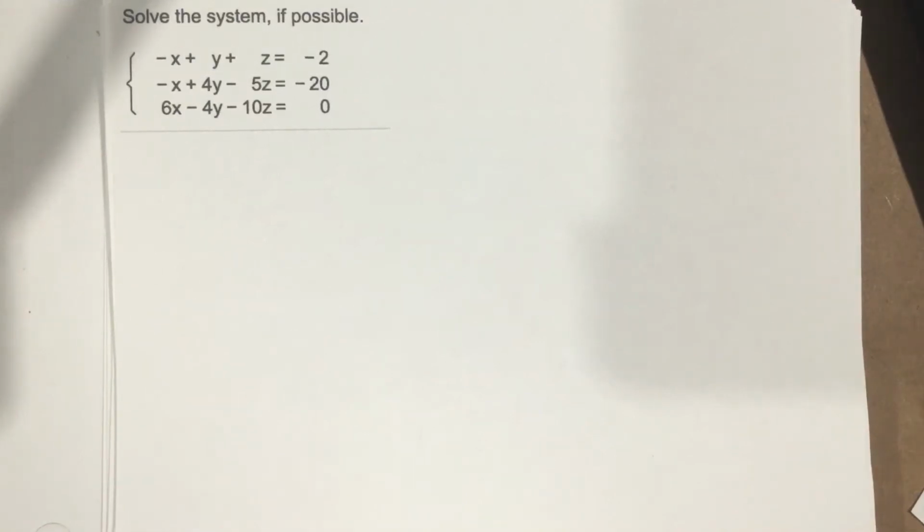This is problem number 5 from section 9.4. In this problem, they want us to solve the system if possible. We've got two different ways we can solve it.